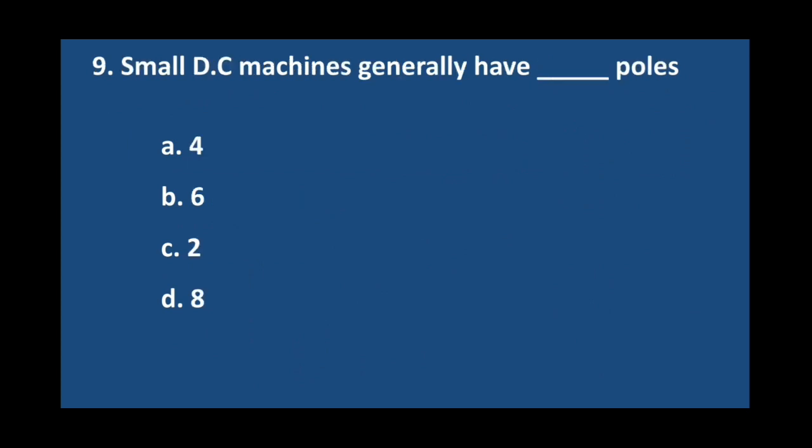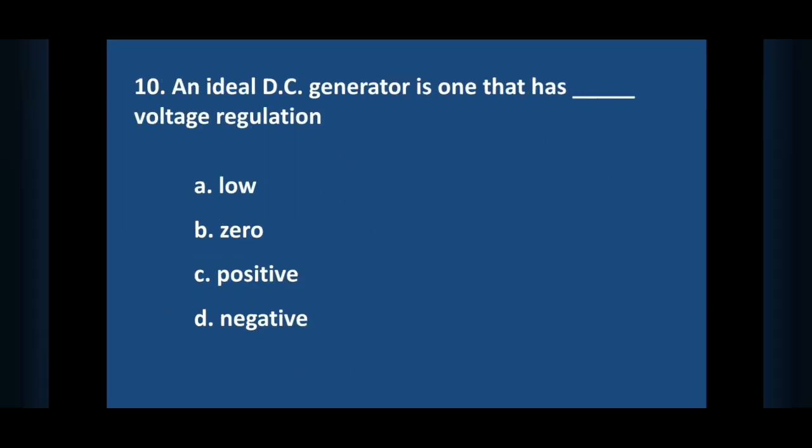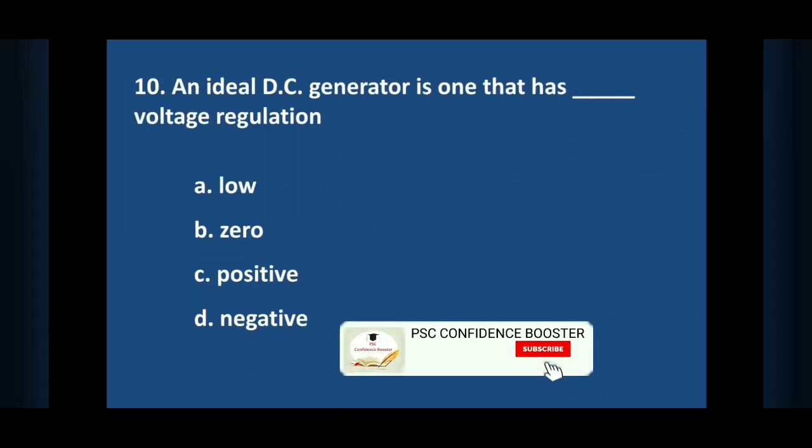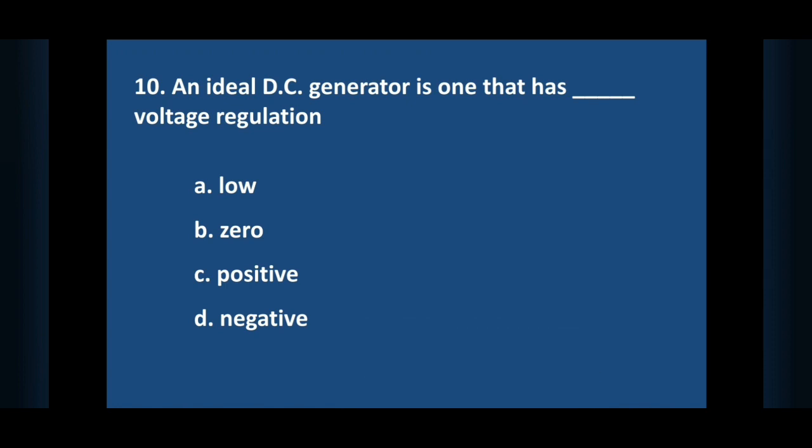Question number 9. Small DC machines generally have dash poles. Answer is option C. 2. Question number 10. An ideal DC generator is one that has dash voltage regulation. Answer is option B. 0.